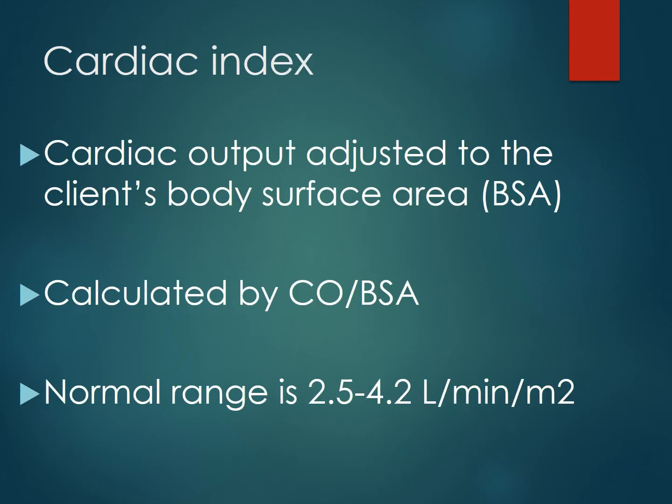Cardiac index, I really don't play much about this, I'll be honest. It's cardiac output adjusted to the patient's BSA, calculated by cardiac output divided by BSA. Normal range is 2.5 to 4.2.